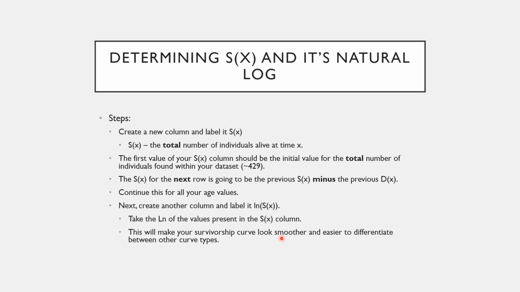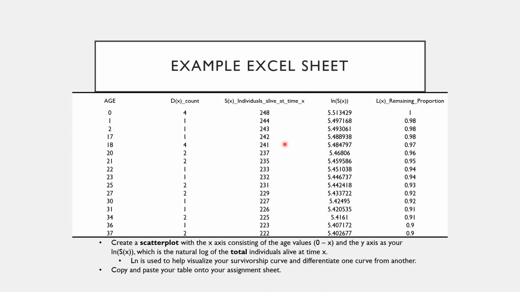And that's really important, because creating this natural log of the S of X, you're going to plot that on your survivorship curve, and that will make your curve actually look a lot smoother, and it's going to be a lot easier to differentiate between other curve types.